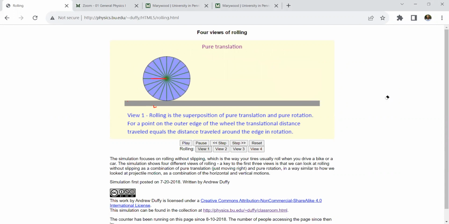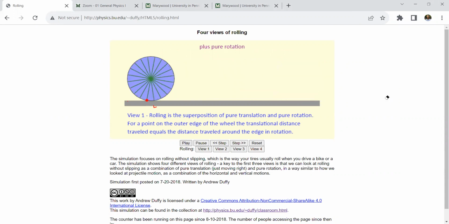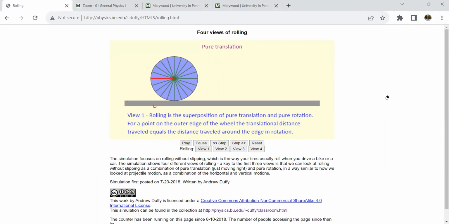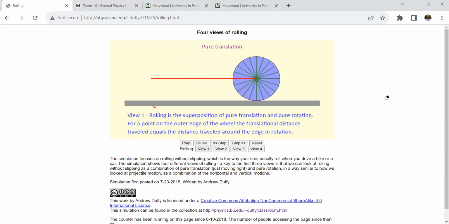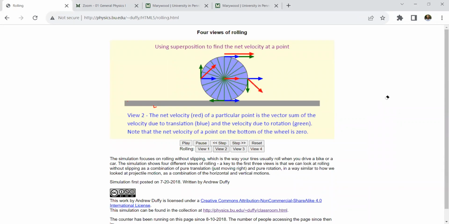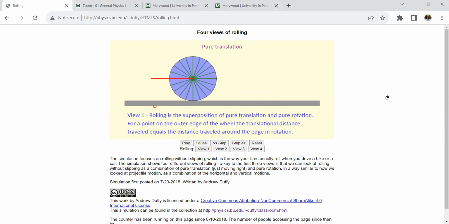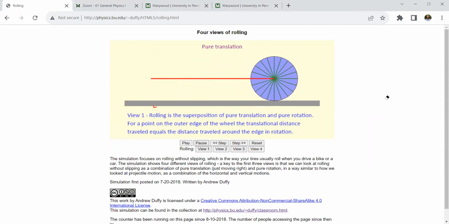What I wanted to show you is not this. So this is the translational velocity, I mean translational motion, pure translational motion. So this is pure translational motion. You see that all the points are moving at the same velocity, the same translational velocity v.